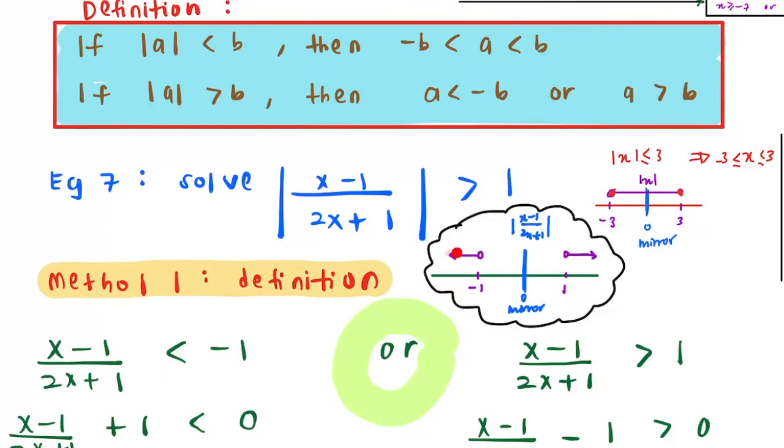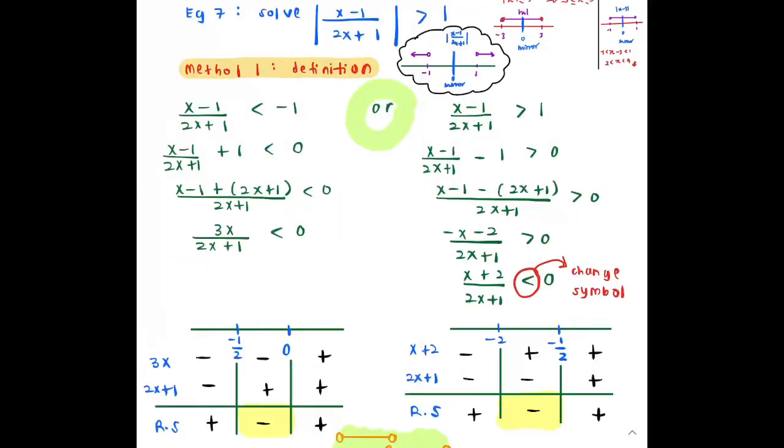So let's see the left hand side first. Whatever you have in your absolute value, this is less than minus 1 for the first part. Or let's see the right hand side. Whatever you have in your absolute value, this must be more than 1. Okay, so we use or because it's not connected. If it is connected, we will use and, which is intersection. This is just or. Now let's solve one by one.